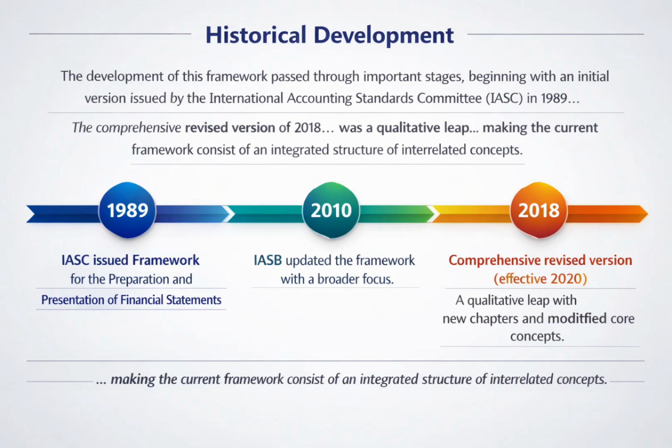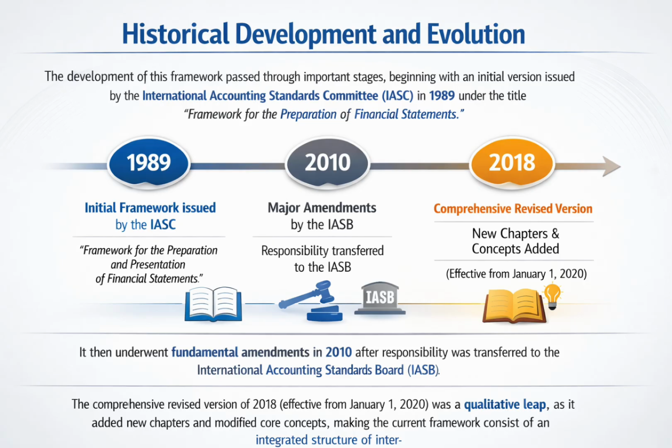The development of this framework passed through important stages, beginning with an initial version issued by the International Accounting Standards Committee, IASC, in 1989, under the title Framework for the Preparation and Presentation of Financial Statements. It then underwent fundamental amendments in 2010 after responsibility was transferred to the International Accounting Standards Board, IASB, where it was renamed to reflect a broader focus.